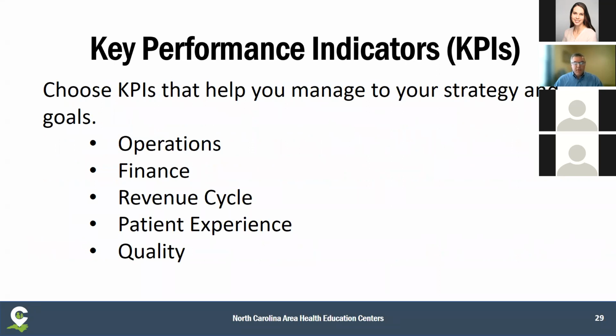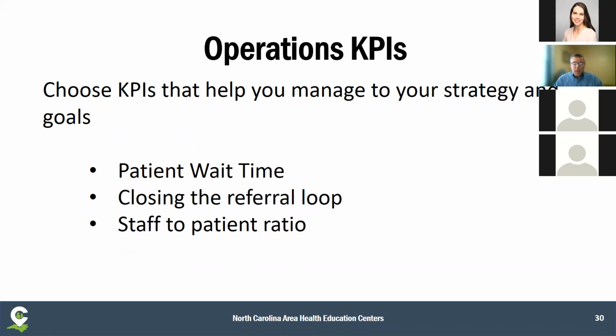So there are a number of different categories that you can develop KPIs for. These are some of the more common: operations, finance, revenue cycle, experience, and quality. And we want to give you just a couple examples of each. When you choose KPIs, it really is based on what your strategy is, what you want to focus on, what you want to accomplish. So you can choose a few to focus on. Bigger organizations might have more. So it really is tailored specifically towards each practice need and what you really want to focus on.